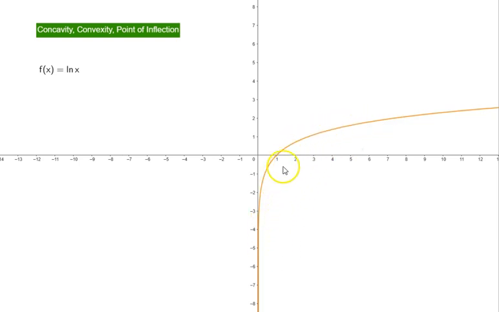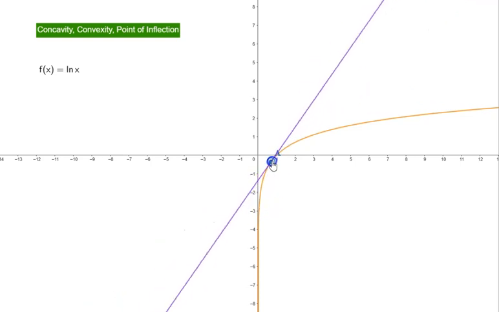Now here if you notice that it is concave downwards and it is convex upwards. So instead of every time talking about concavity and convexity, we restrict ourselves to only concavity because convexity would be the other side. Okay, so here let's take a point A and let's draw a tangent at A.